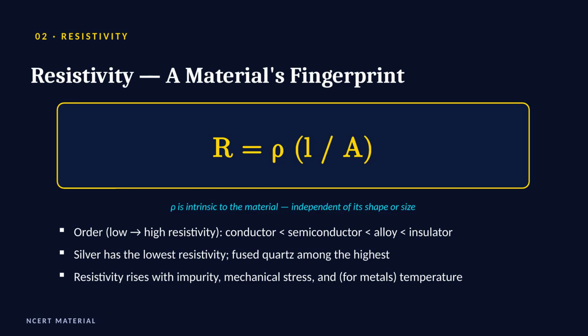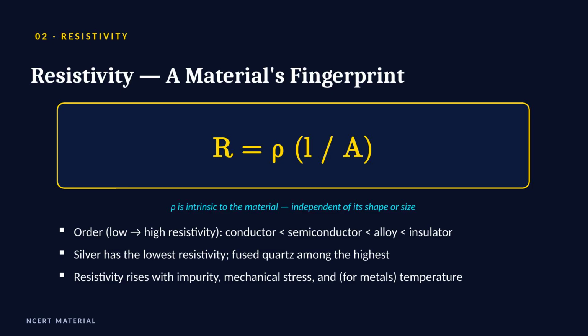Resistivity is like a material's fingerprint. While resistance depends on the shape and size of a conductor, resistivity, denoted by the Greek letter ρ, is a property that's intrinsic to the material itself, completely independent of its length or area. The relation is R equals ρ L over A.